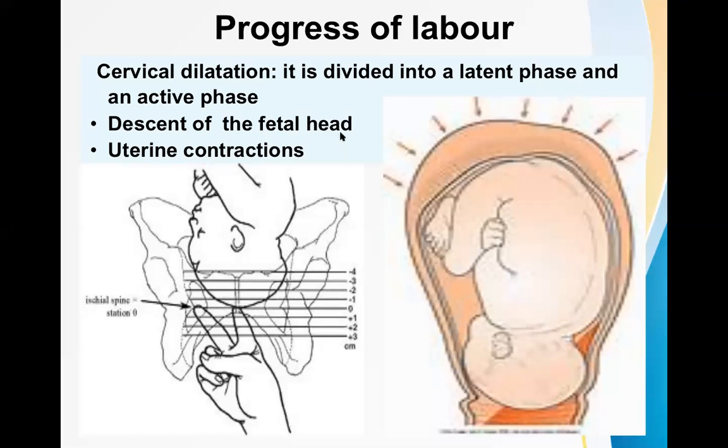Now, the descent of the fetal head is also judged by the station. When the presenting part is at the level of the ischial spine, this is station 0. Above this, we call it minus station, and below that, we call it plus station. It is also judged by the per vaginal examination. When labor is progressing, the fetal head should gradually descend because of uterine contraction. Then only we can say, yes, the labor is progressing well.